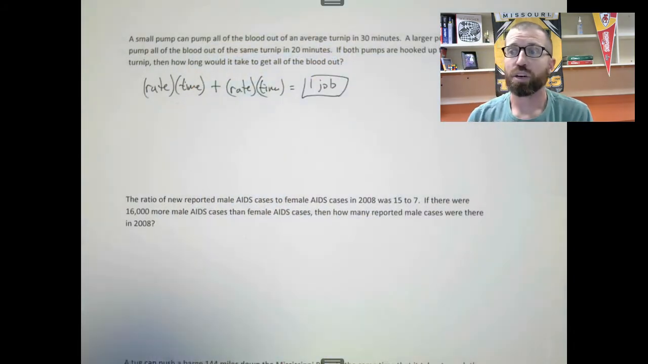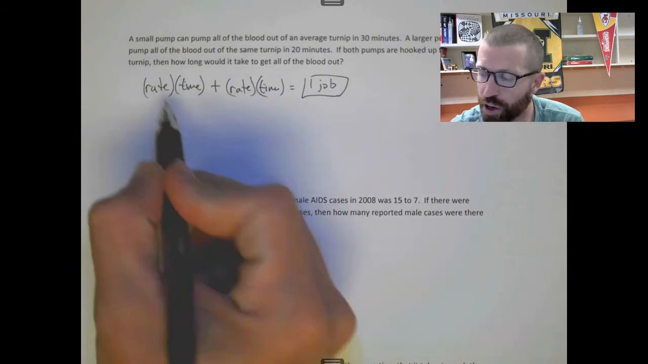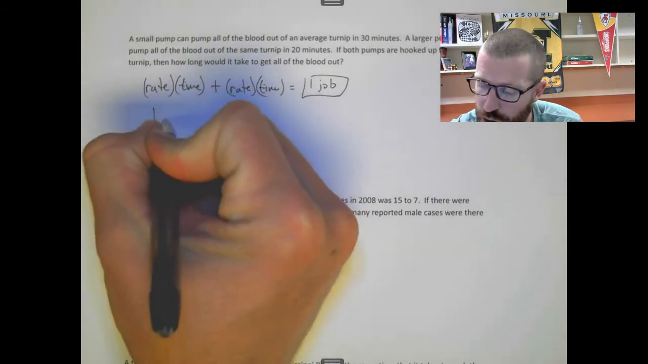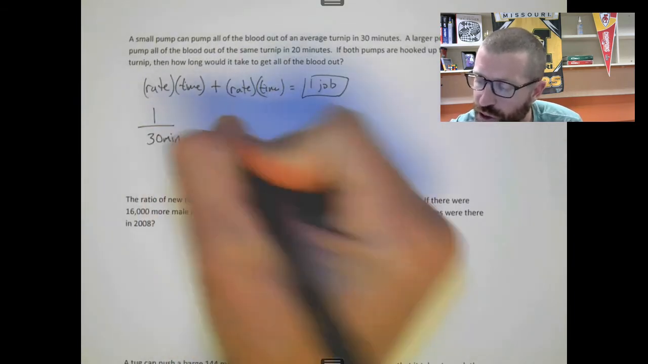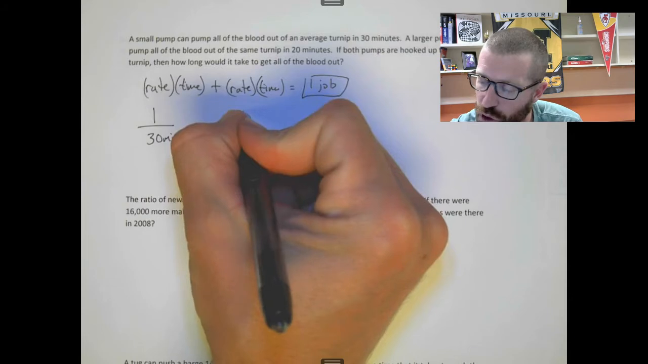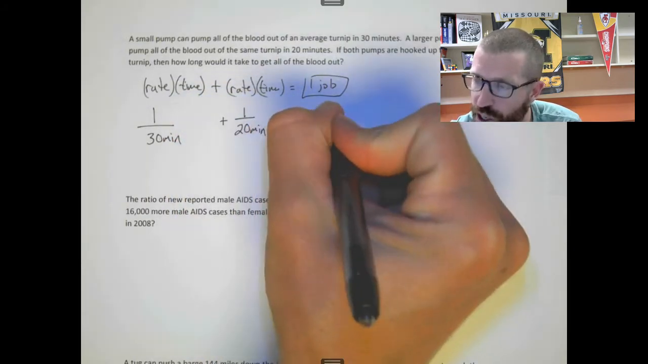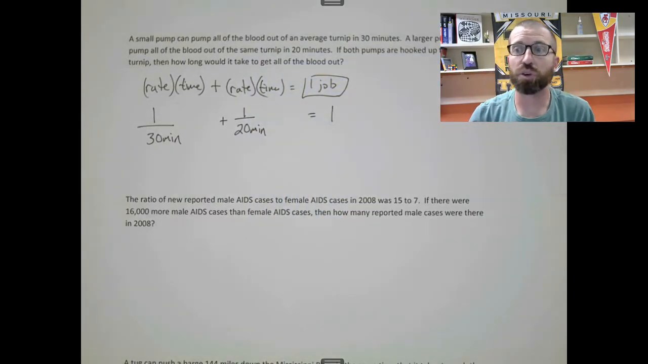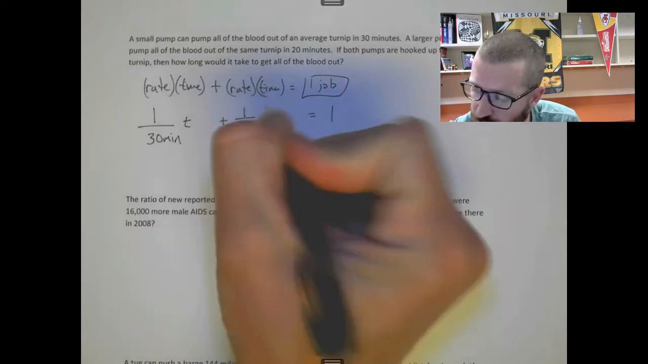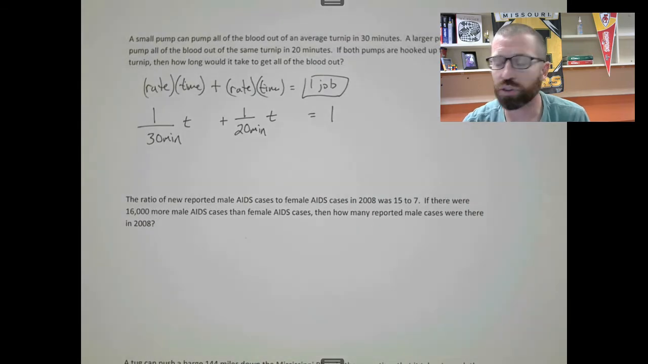When we think of rate, we're going to use the rate as the job per minute in this case, because it's in minutes. So the small pump has a rate of one job in 30 minutes. And the rate of the larger pump is one job in 20 minutes. And we want to calculate how long it takes for one job. Time, we don't know. That's what we're looking for. How long will it take? So we're going to put just t for how long it'll take. And now you have an equation you can solve.